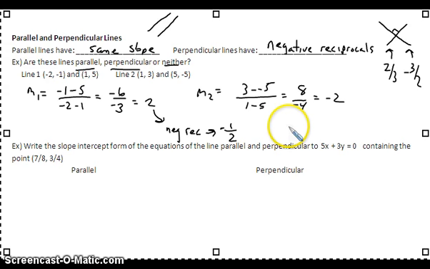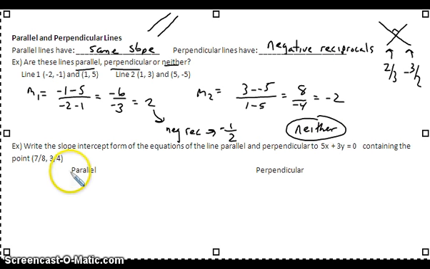So we can answer the question then and say that no, these are not perpendicular or parallel, so this would actually be a neither. Be careful because you'll see positive and negative and you'll think right away, oh, these are, like I said, you'll think that these are perpendicular, and they're really not. So be careful with that.